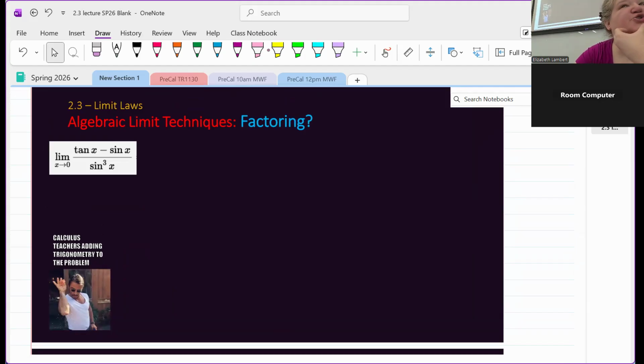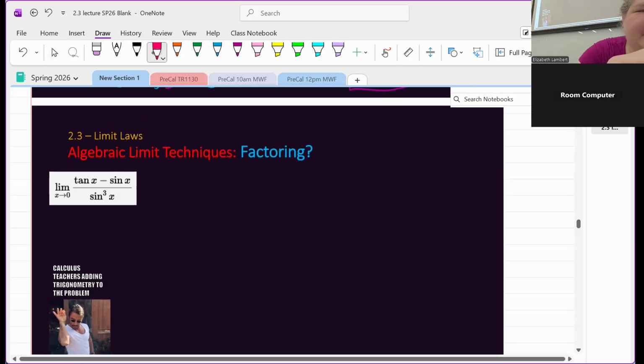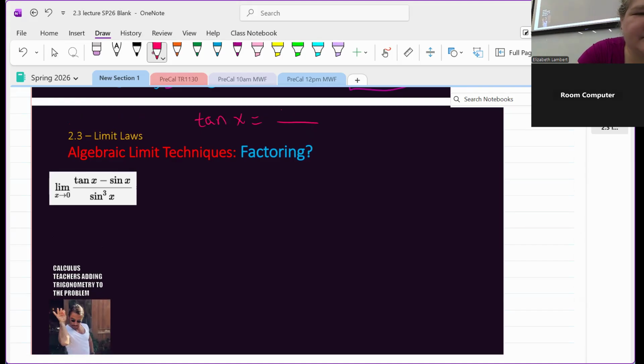So this is where those trig identities that we practiced in pre-cal come back in. So we've got to remember, what is tangent the same as? Sine over cosine.